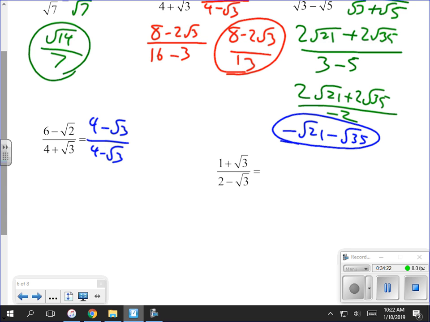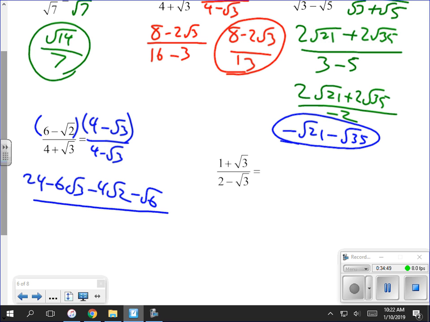My numerator in this one is a little more complicated to multiply. But we just got done doing that in the previous sections. Boil it out. 6 times 4 is 24. 6 times negative root 3 is negative 6 root 3. Square root of 2 times 4 is minus 4 root 2. Negative root 2 times negative root 3 is negative root 6. All over square of the first term, 16, minus square of the second term, which is 3. Yes. Positive root 6? You're right. Positive root 6. My bad.